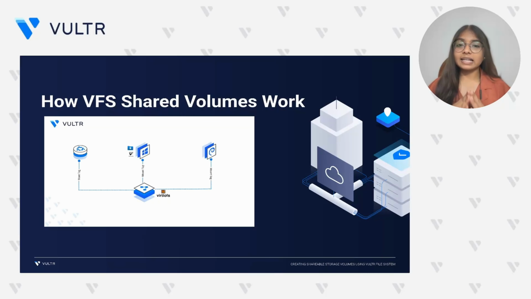Here comes a high-level overview of how Vultr File System works. At the core of this architecture is Virtiofs, which allows fast and direct access to the shared storage volume. Instances can mount the shared volume using mount tags, making it accessible like a local directory. Whether you're using Windows, Linux, or a containerized application, this setup ensures high speed and concurrent access to data.